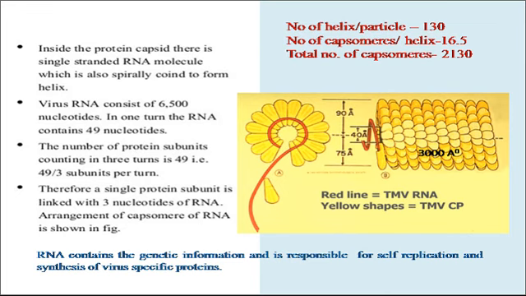So dear friends, this is all about the morphology of tobacco mosaic virus, which causes the tobacco mosaic disease in tobacco plants.